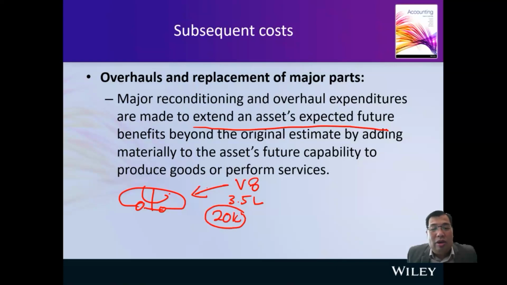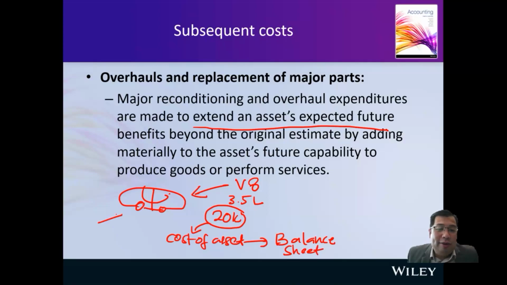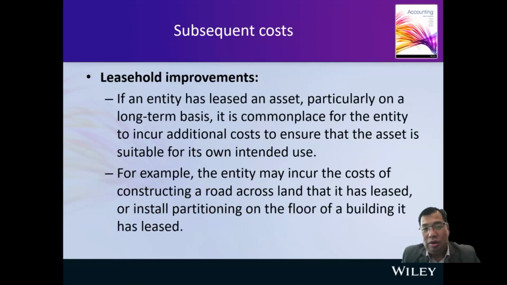This 20,000 is your overhaul cost. It should be added to the cost of the asset, so it goes to your balance sheet. If you just change the tire, this will go to your income statement as an expense. So this is what is meant by subsequent cost, overhaul or major replacement cost.